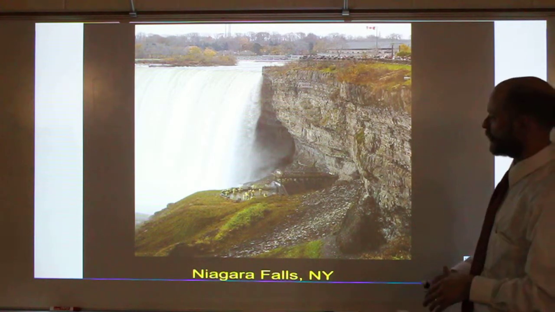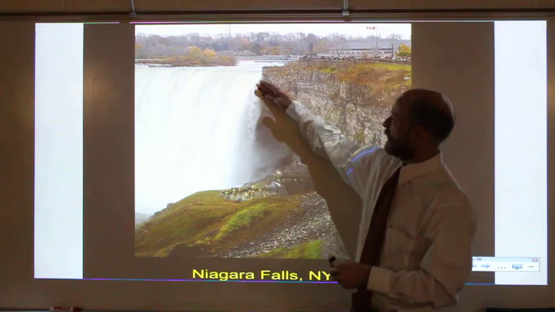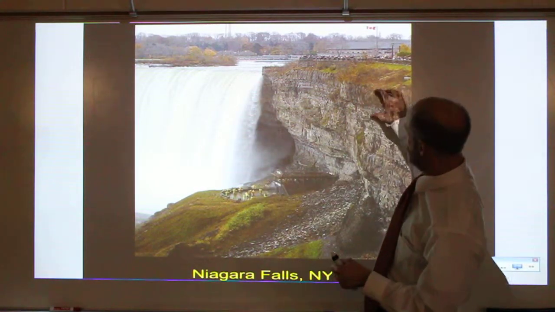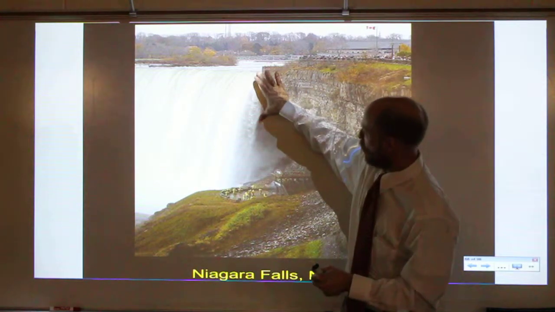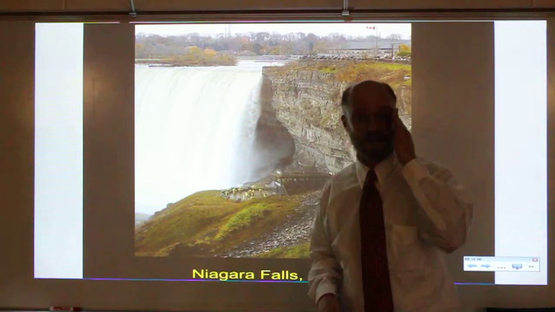More Niagara Falls pictures. I like showing these with people here, and you really get a sense of the water rushing off. And you can see the rock layer right here. This upper rock layer is more resistant than the ones below, and that's why Niagara Falls is there.